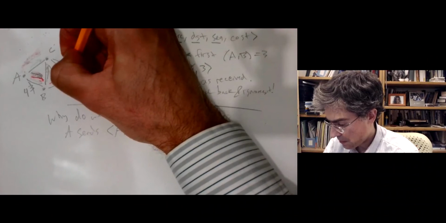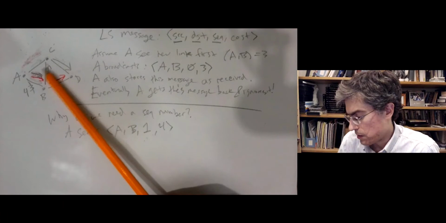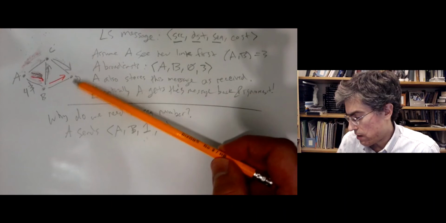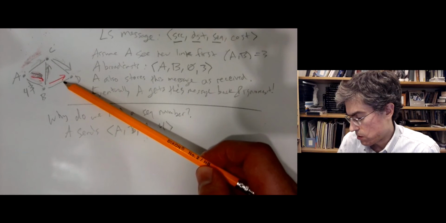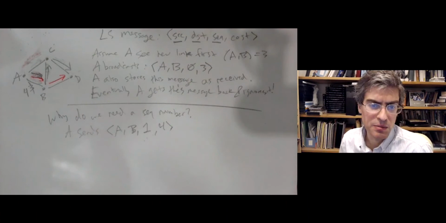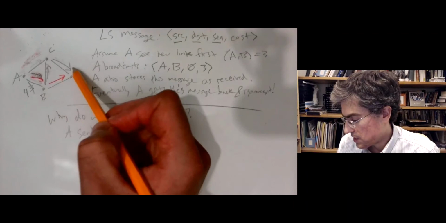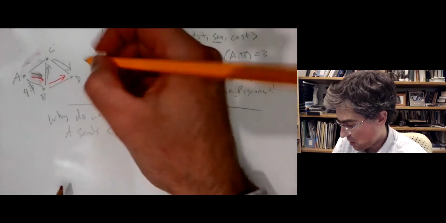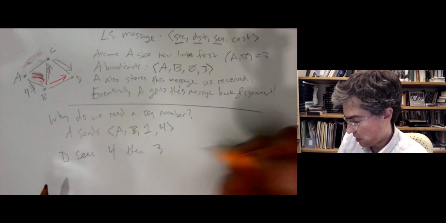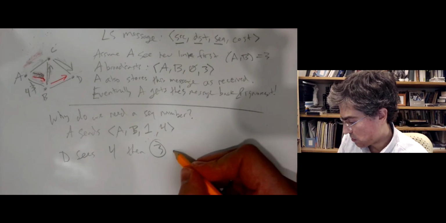It's possible, if the delays on the links vary over time, that the second message could arrive here first, before this one does. If the network and the nodes operate in the exact same way every time, if the delays are always the same and the delivery orders are always the same, then this won't happen. But if there's some variation in delivery times, then the second message could arrive first, and then D sees four, then three, right? So it would think that the new value is the newest, because it arrived later.